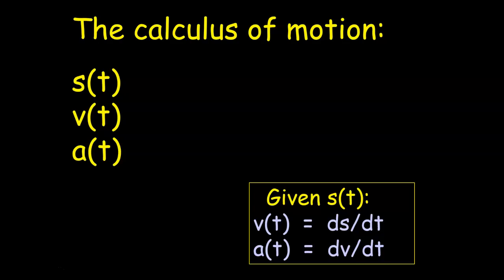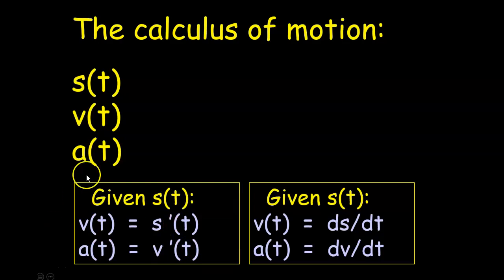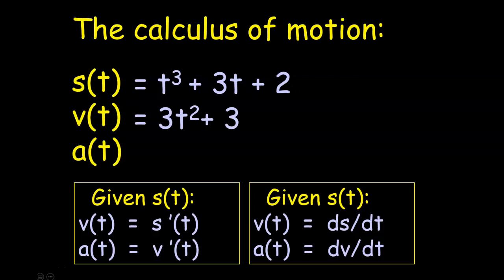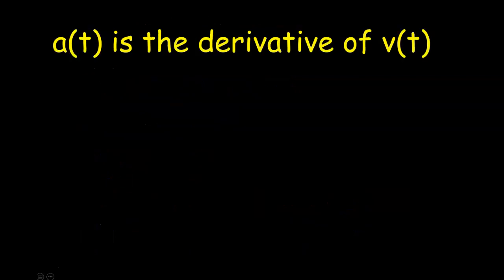All right, so here's a super quick little example, the calculus of motion. If I start with my position function and I want to know the velocity function, I take the derivative. So if s of t is t cubed plus 3t plus 2, I take the derivative and I get 3t squared plus 3. And then if I wanted the acceleration, I take the derivative again. So my acceleration is just 6t. Now, I can do it the opposite direction.